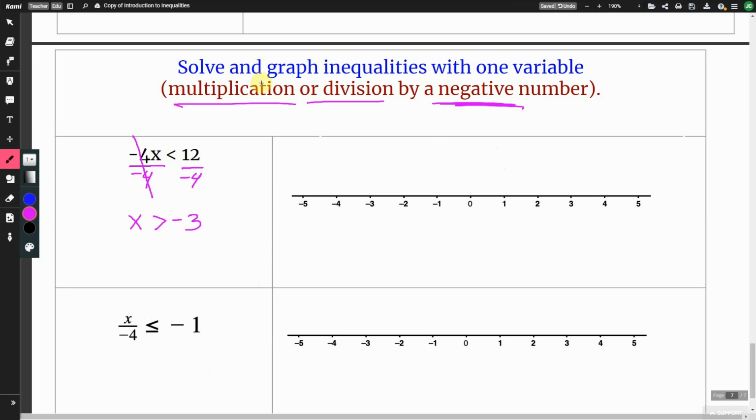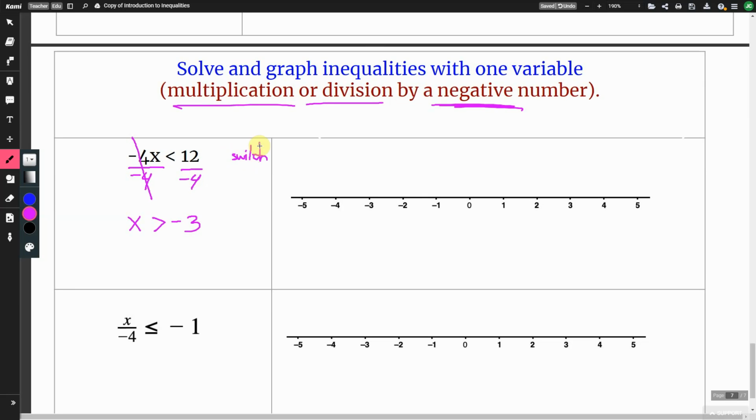So again, when you multiply or divide by a negative number, when you're dealing with inequalities, of course, you have to switch the inequality. Only when you divide or multiply by a negative number. Okay? So then again, this switched to that one, so now you have x is greater than negative 3, like that. Boom. Okay?